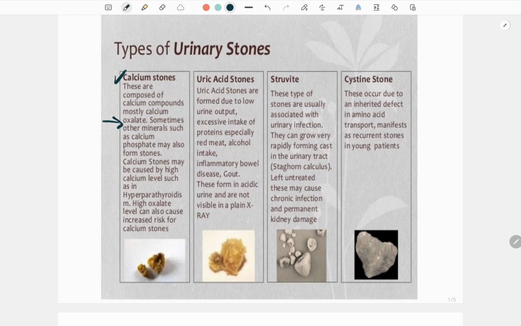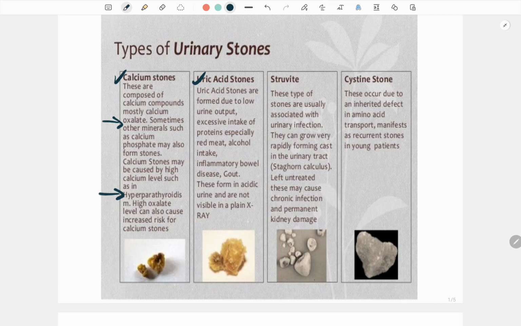Sometimes other minerals such as calcium phosphate may also form stones, but the calcium phosphate is very low yield in terms of USMLE. Calcium stones may be caused by high calcium levels in the serum, which could be due to hyperparathyroidism. High oxalate level can also cause increased risk of calcium stones. We'll see how. Uric acid stones.